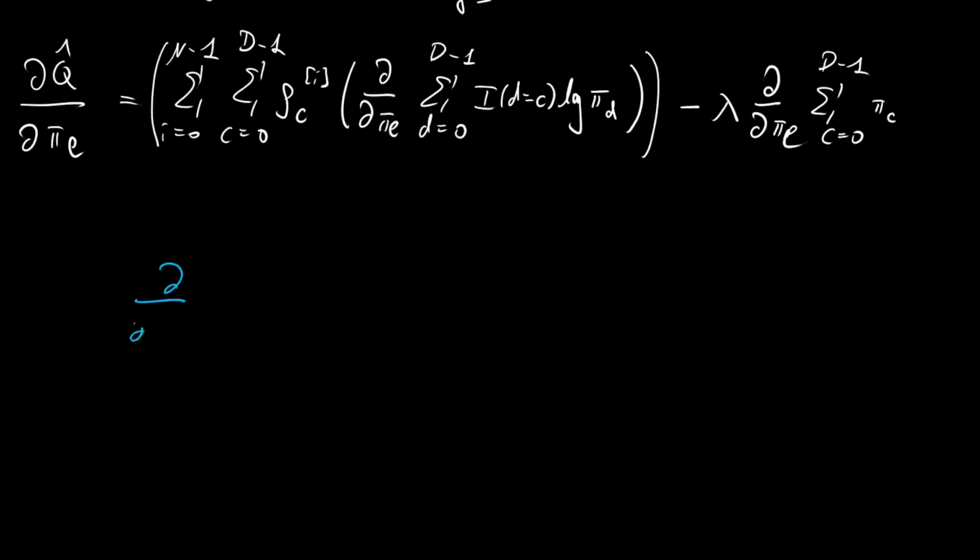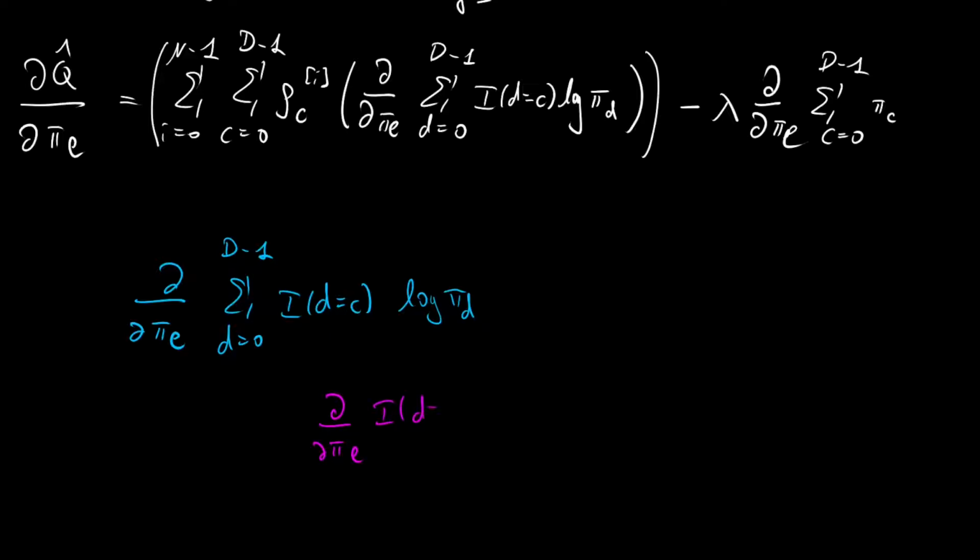So essentially what we will be doing is taking the derivative with respect to pi e of the summation from d=0 to capital D minus 1 over the indicator that d is c times the logarithm of pi index d. And we see that this derivative will also propagate over the sum. So essentially we have to take the derivative of this one here. So let me also extract this further. So the derivative with respect to pi e of the indicator that d is c times the logarithm of pi d. Well, we see the indicator, there is no pi in it, so it's also just acting as a multiplier.